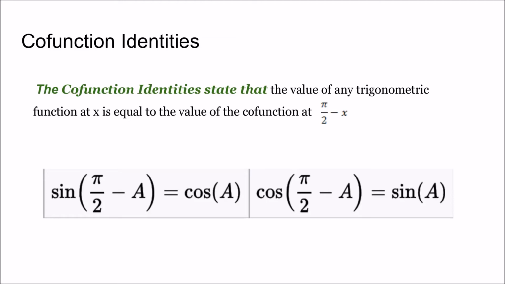One is sine of pi over 2 minus a, as an angle, is equal to cosine a. And cosine of pi over 2 minus a is equal to sine a. Here we can make the statement that sine is the cofunction of cosine and cosine is the cofunction of sine. So make sure to remember this relationship.